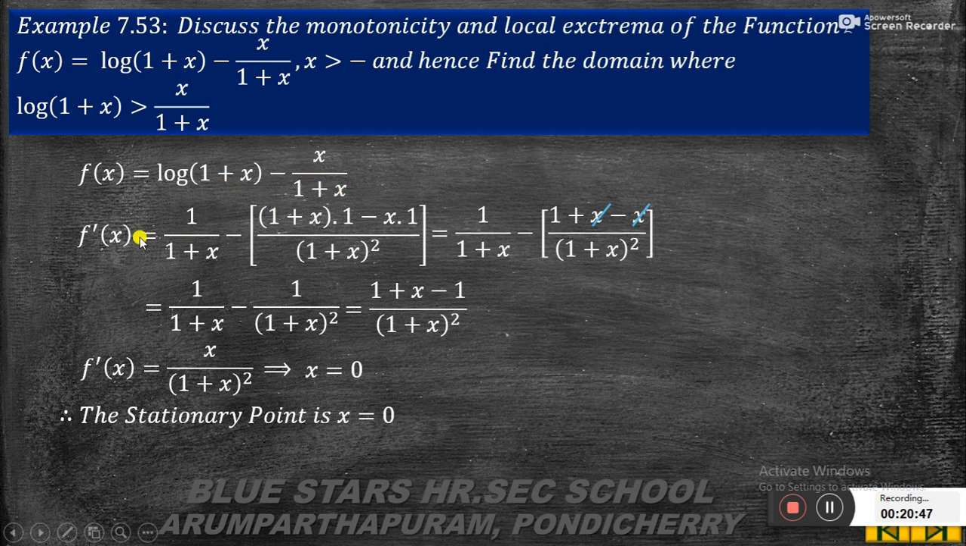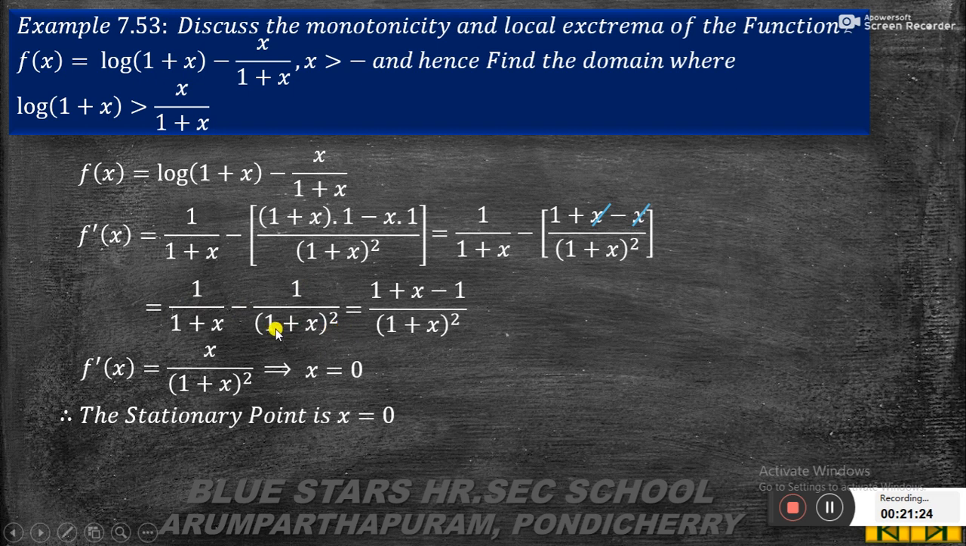In the next step I take the derivative. So f'(x) equal to, differentiation of log x is 1 by x, so 1 by (1 plus x), minus, I differentiate this function u by v: (1 plus x) into the derivative of x, which is 1, minus x into the derivative of the denominator, which is 1, over (1 plus x) whole square. Now 1 plus x minus x, the x and minus x cancel, so 1 by (1 plus x) whole square. So next step, 1 by (1 plus x) minus 1 by (1 plus x) whole square.